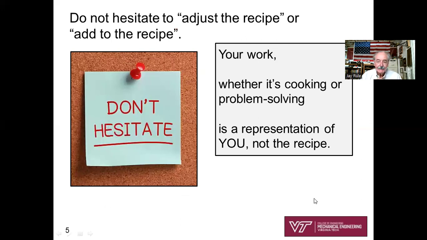And so here's my claim: for any recipe that I'm going to tell you about in a minute, don't hesitate to adjust the recipe or add to the recipe if it works for you. Because as a reminder, the work that you're doing, whether it's cooking or problem solving, in a class or beyond, is a representation of you. It's not a representation of the recipe. And so that's an important takeaway. These are just ideas for you to explore and think about, and then adopt what's going to work for you.